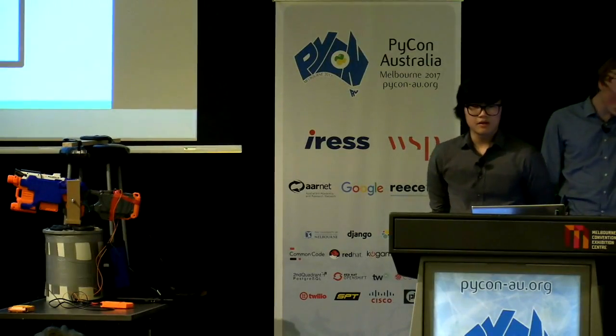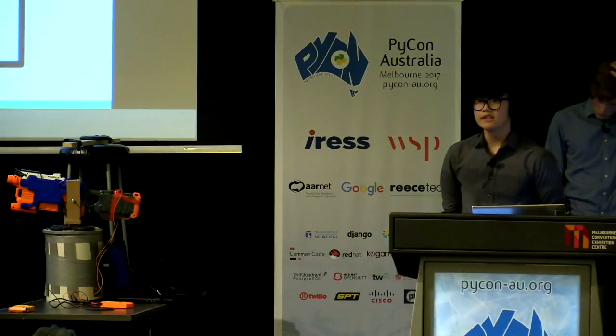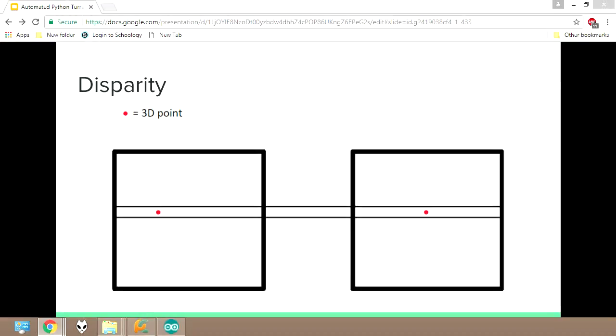The disparity is bigger when it's closer to the cameras and smaller when it's further. This creates depth perception, allowing the computer to see distance. This is a simple example of disparity.